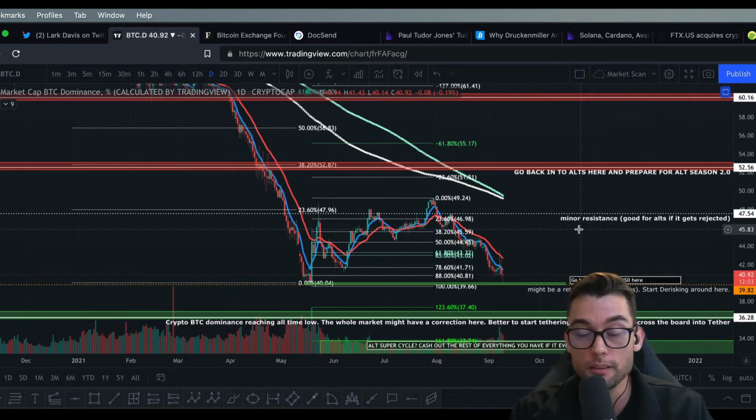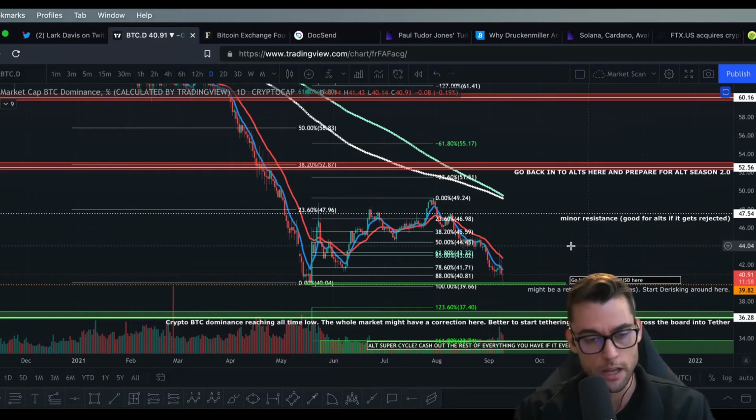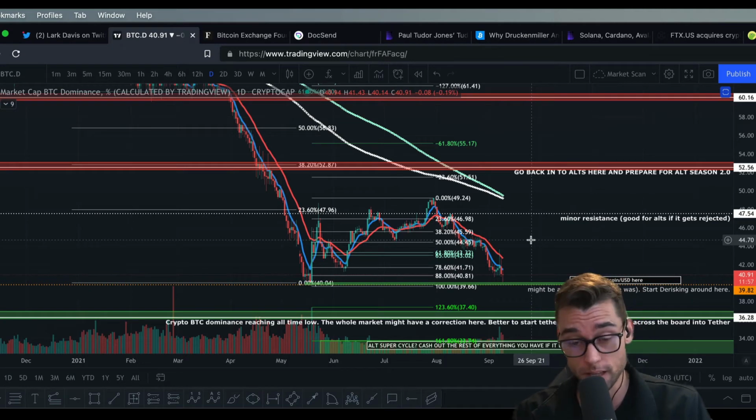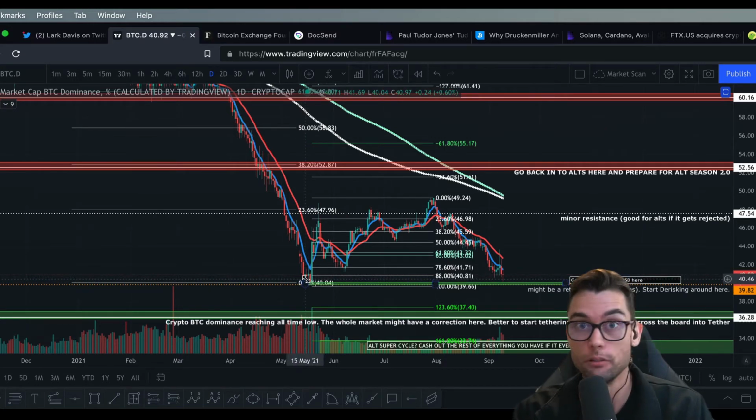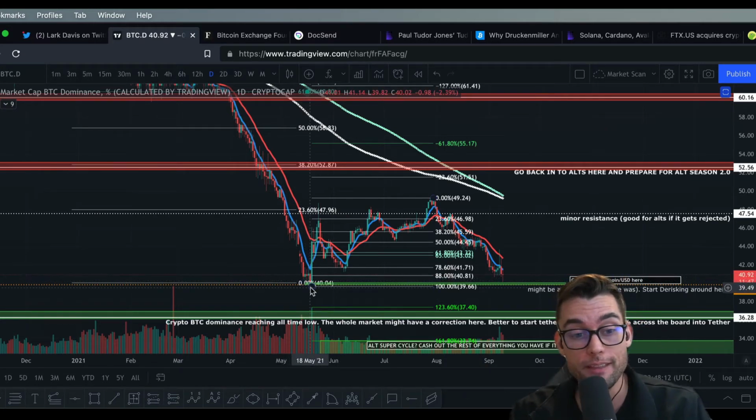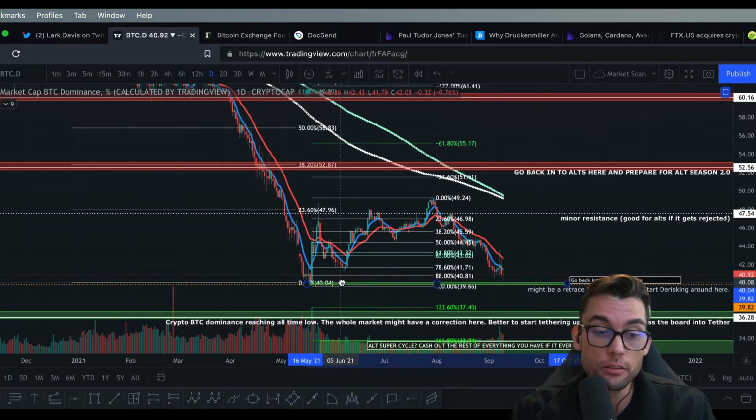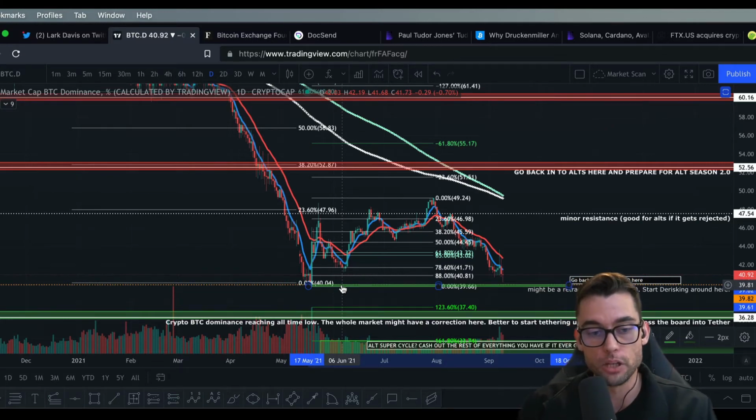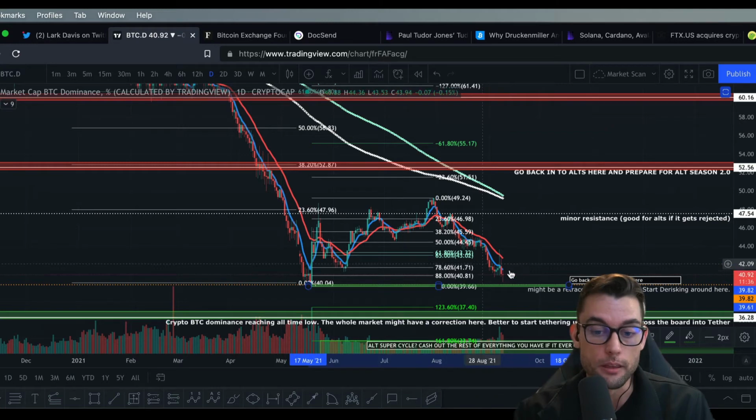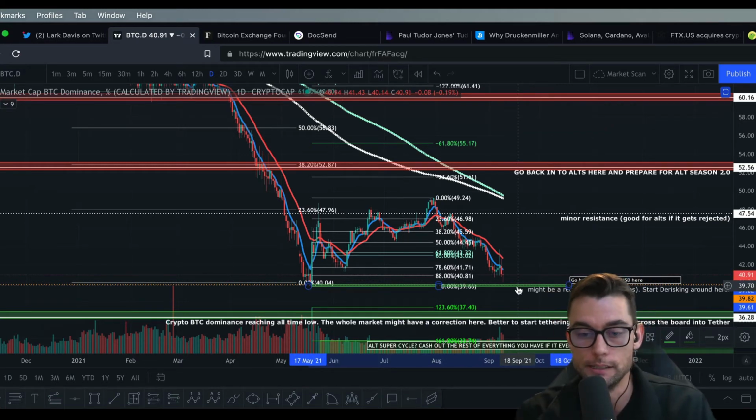Okay, so something that I noticed right now, which is actually very important, and I'm going to update my group right now, is that the Bitcoin dominance level is coming down back to where its previous low was. And this was in May. And if you remember what happened in May, that's when we had that huge crash. So this is a little worrisome, I guess you could say, because this is a big, big, big resistance for altcoins.